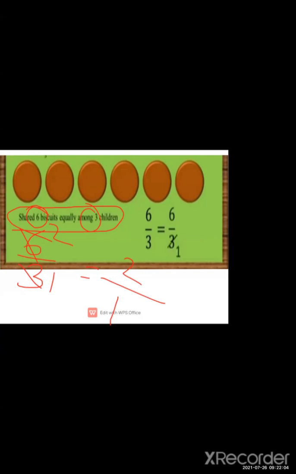Understood the two types? Come on, reply me. Okay, it means all of you understood. Very good. Now I am rubbing it. Okay.